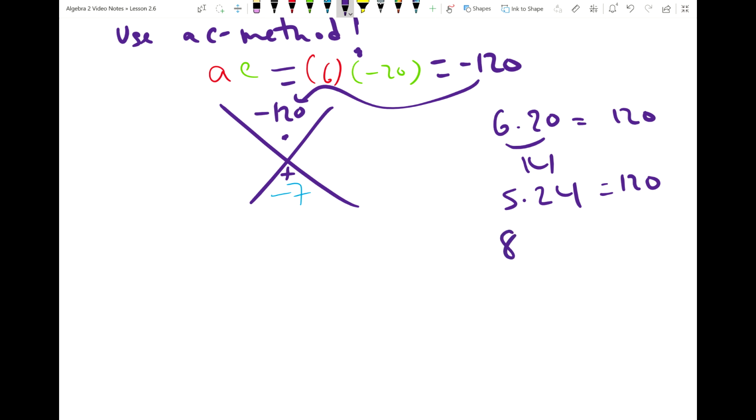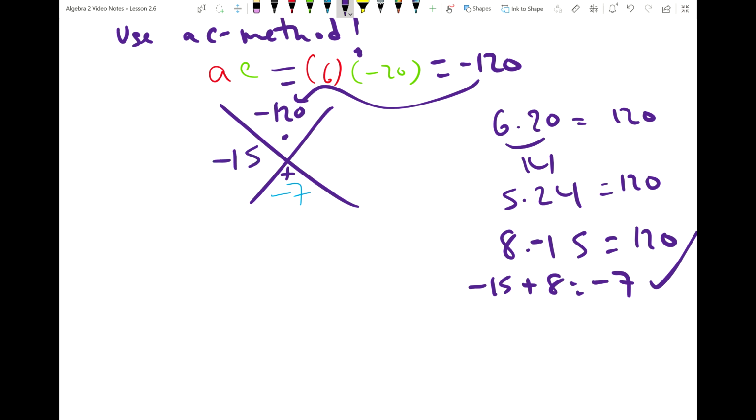What about 8? 8 goes into 120 15 times. That seems to work. If we make the 15 negative, negative 15 plus 8 is negative 7. So that checks out, because we want negative 7. So this will work out. Let's do negative 15 and 8. Those are my two numbers.